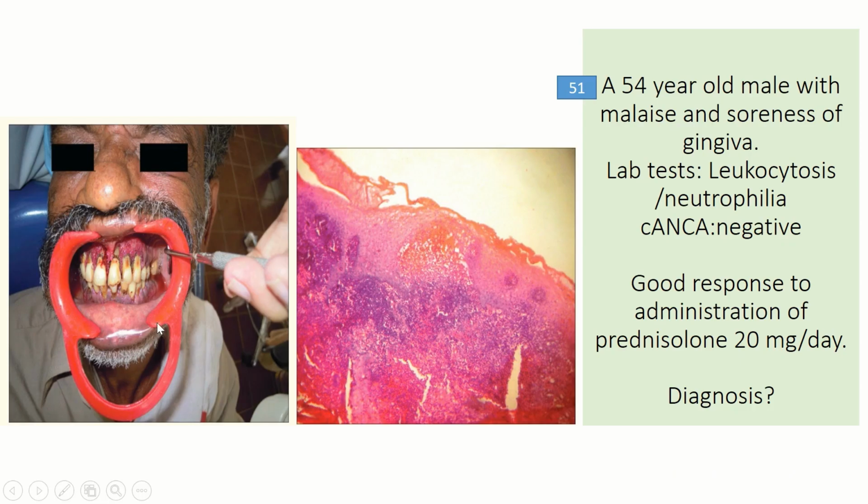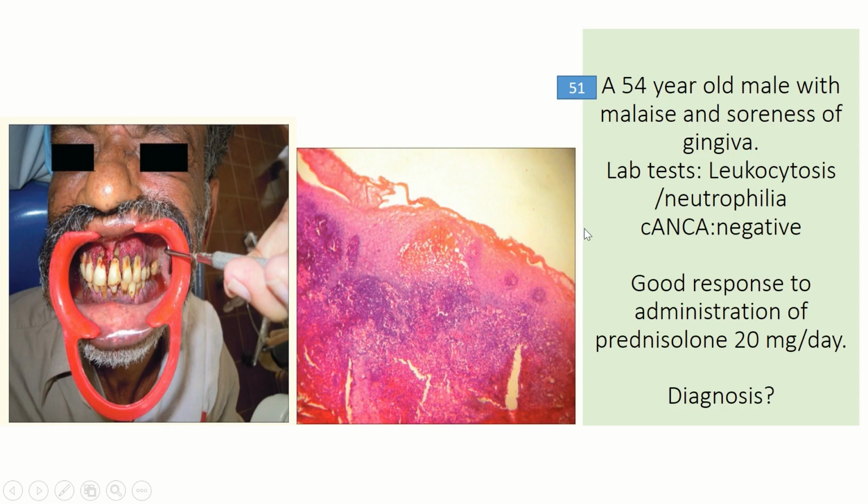And here you see a strawberry tongue, and in the history there is a good response to administration of prednisolone. These findings are indicative of Wegener. On lab tests, there is also leukocytosis. An interesting finding in the history of this patient is a C-ANCA that is negative.